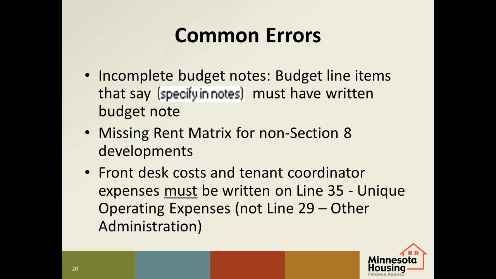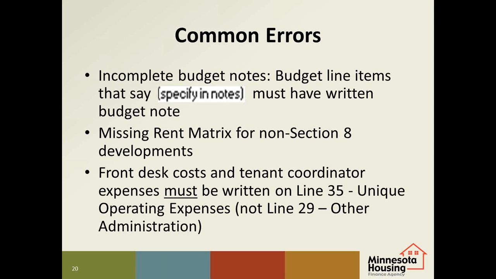The most common error we see is not including detailed budget notes. If you type in a number on a budget line item that says "specify in notes," be sure to write what the number means in your budget notes. Be as detailed as possible to avoid us needing to ask for more information down the road. Do not forget the rent matrix for non-Section 8 developments.